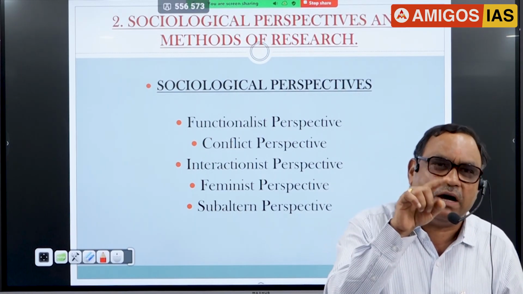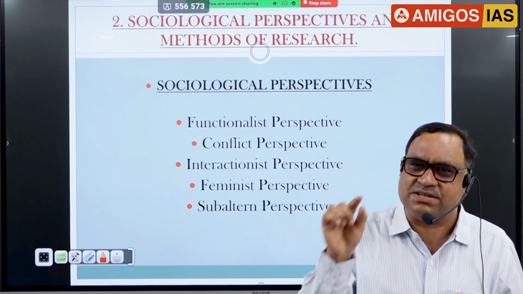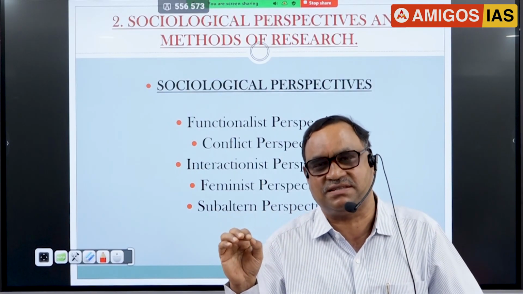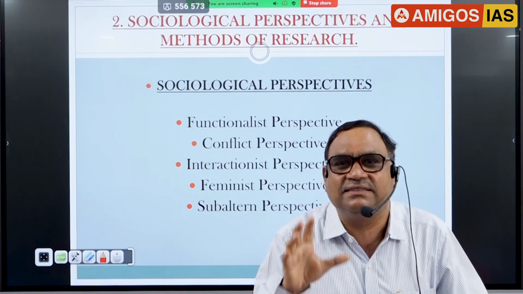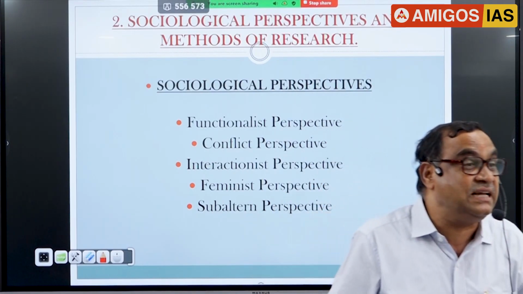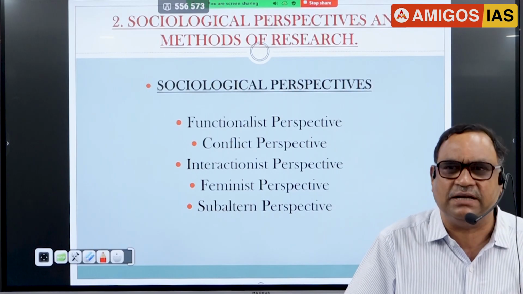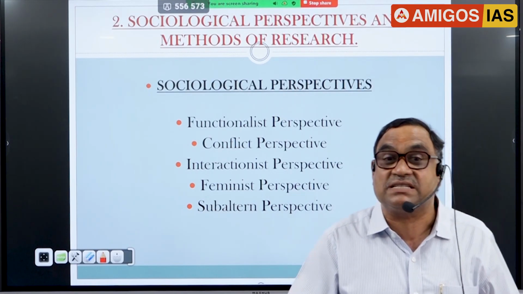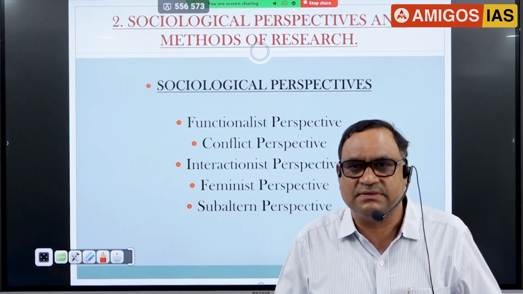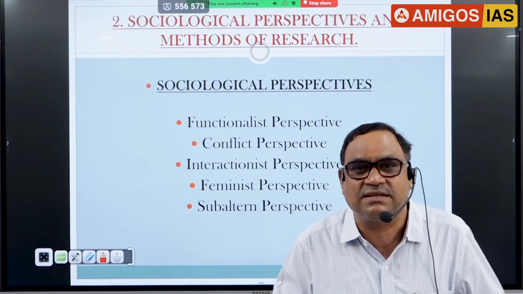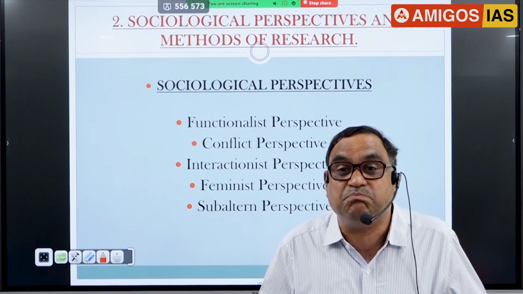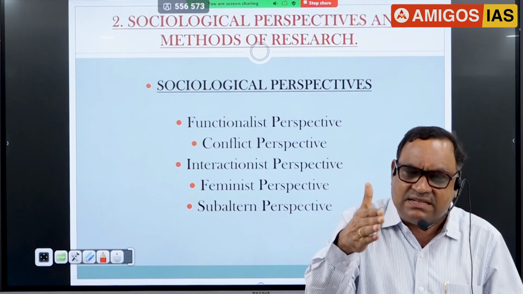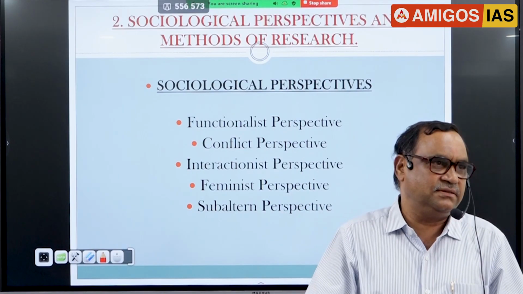For example, you take the Marxian perspective. Marx said that religion is the opium of the masses. Religion is like a drug. Religion is irrational. Religion tries to create superstitious beliefs which hinder social and economic development. Religion always creates hurdles for development, right?